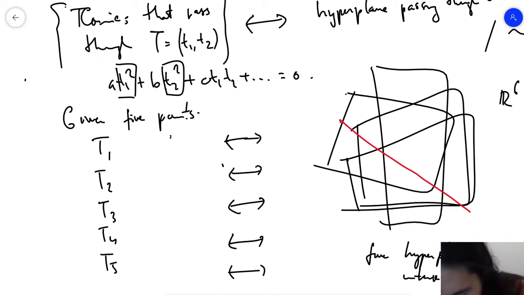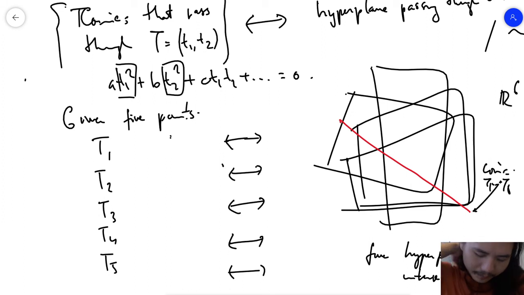And this line is the conic that we want. This is the conic that we want, the conic that satisfies T1 until T5. Okay. So this proof furthermore shows that given 5 points, there exists a conic that passes through them. Alright, so this is a very good example.